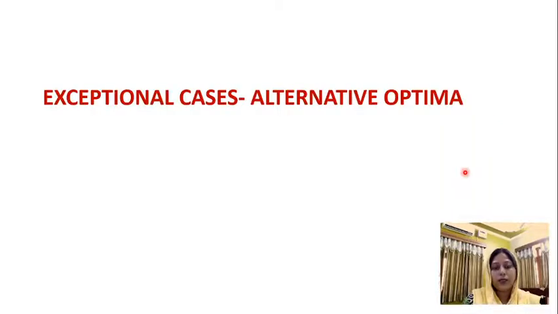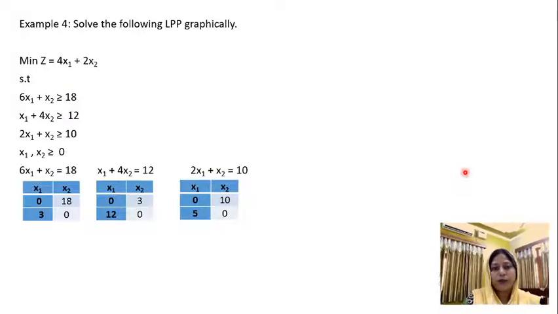Now let's move on to exceptional cases, alternative optima. Solve the problem graphically. Minimize Z equal to 4x1 plus 2x2, subject to the constraints.